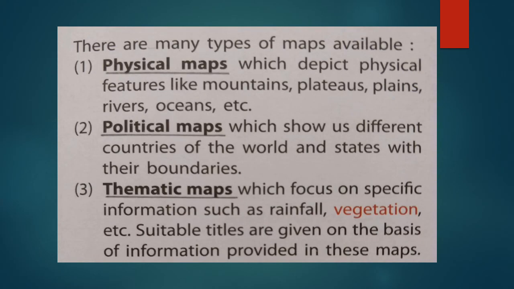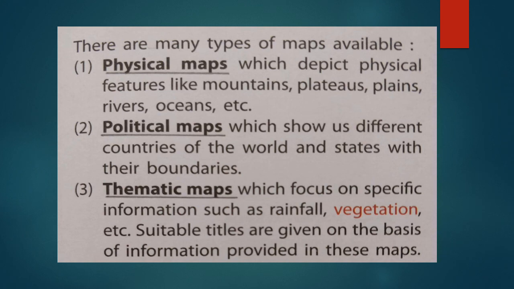Now there are many kinds of maps available, and we are going to learn about three of these kinds. Number one, physical map, then political map, and thematic map. Now what is a physical map? Maps which depict or show physical features, landforms like mountains, plateaus, plains, rivers, oceans, etc. is a physical map. A political map shows different countries of the world and the states with their boundaries.